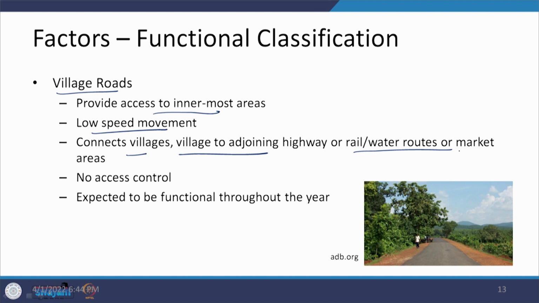They are going to connect with the market areas, or if a highway is also passing through that area, then they should also provide connectivity to that, so that the traffic keeps moving across spaces and these villages do not become aloof or disconnected, even psychologically. There is no access control on these roads. The width of the road is quite low, and that is okay because the amount of traffic on this particular road is also less, and they are also expected to be functional throughout the year.